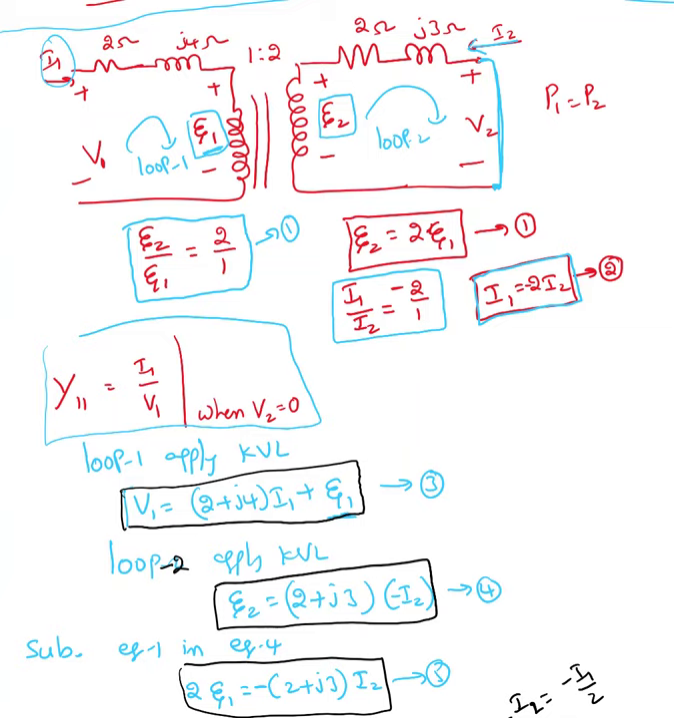So any transformer is going to have resistance of the primary winding. So here resistance of the primary winding is 2 ohms. Reactance of the primary winding is j4. Resistance of secondary is 2 ohms. Reactance of secondary is j3 ohms.